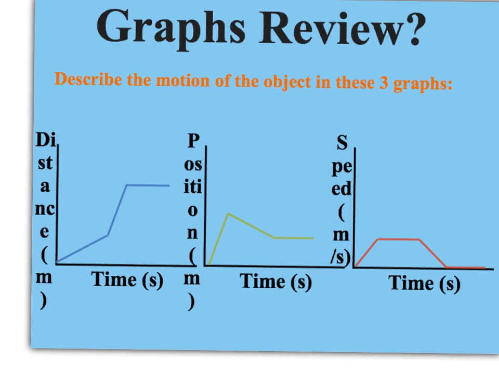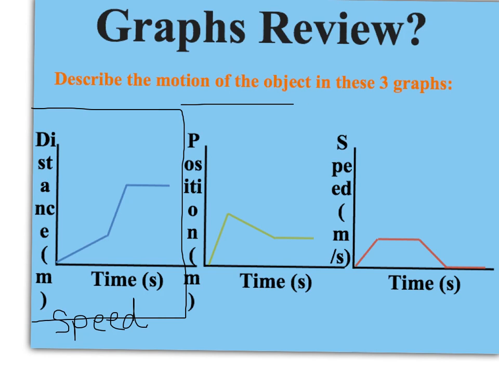We're going to be describing the motion of the object in these three graphs. But before we describe the motion, let's first identify the type of graph it is. This first graph here is a distance versus time graph, this one over here on the left-hand side. A distance versus time graph represents the speed of an object. So this is a speed graph.